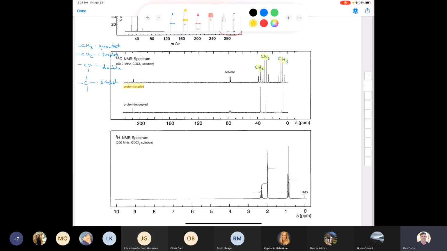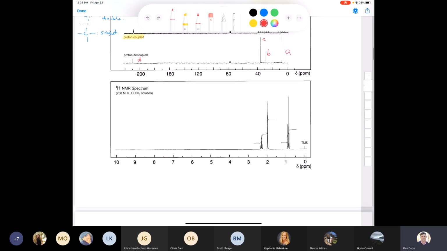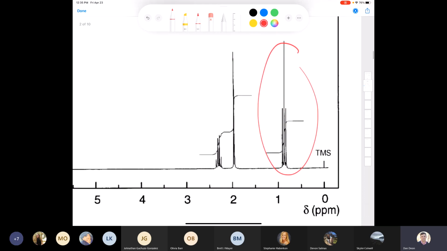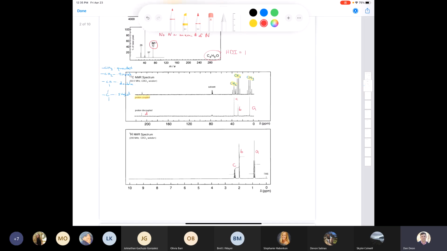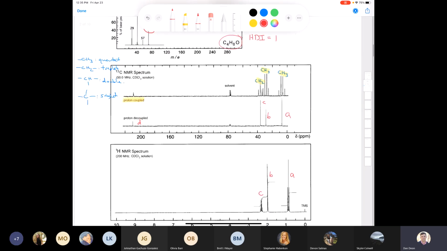All right, let's go back to our carbon spectrum. So how do we label the signals? We start on the right-hand side, A. The next one is B. The next one is C. And the next one is D. Everybody in the class should have it labeled the exact same way. If we skip ahead right down to the proton, you see we have a triplet here. We have a singlet here. And we have a quartet here. So we would label these A, B, and C, right? Same thing every time.